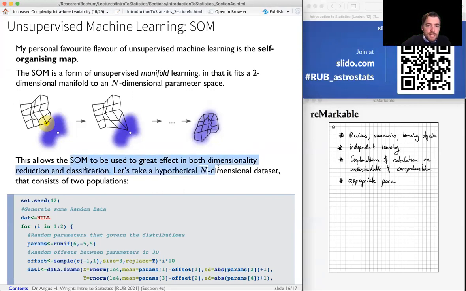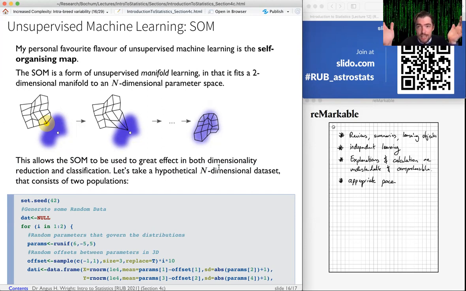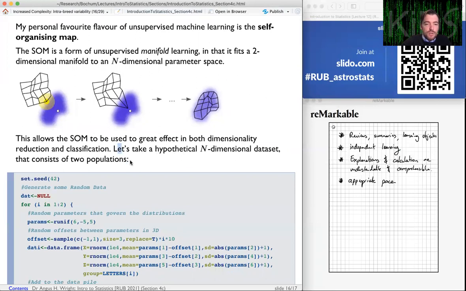What this means is that the SOM is really good for both dimensionality reduction, so taking a large data set and compressing that information into a lower dimensional data set, much like PCA. And it's also very useful for classification. It's very useful for finding pockets of data that look similar to other pockets of data in your large n-dimensional data set. We can actually visualize this and show this really easily.